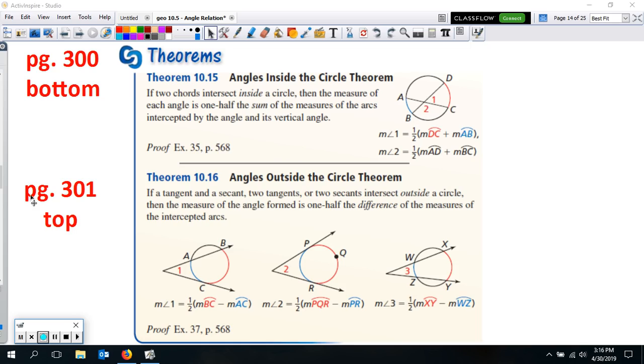For the one here, this is now the top of 301. So 301's top here. Angles outside the circle theorem, we have basically 3 options. You do have 3 possibilities here when you have an angle on the outside of the circle, because you could have one of the legs of this angle as kind of tangent, where it's just touching, and the other one could go straight through.